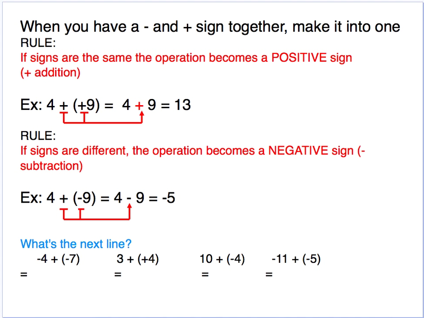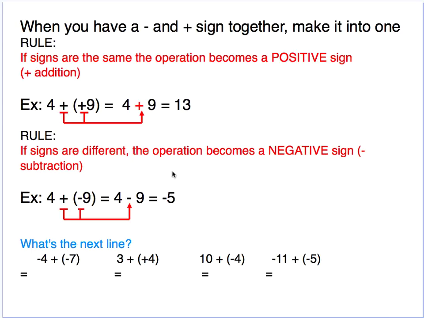When you have a negative and a positive sign together, so that is side by side, as you can see in this example, 4 plus +9, we're going to always take two signs and make them into one because it becomes a lot less confusing. So here's the golden rule. If they are the same operation, so if you have two positive signs together or two negative signs together, we're going to change that into a positive sign, an addition. 4 plus 9, rather than saying 4 plus +9. And your answer is going to be 13.